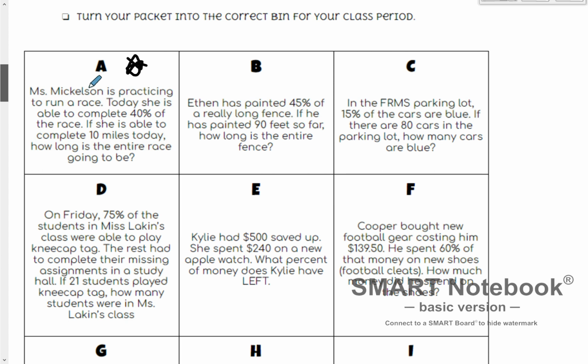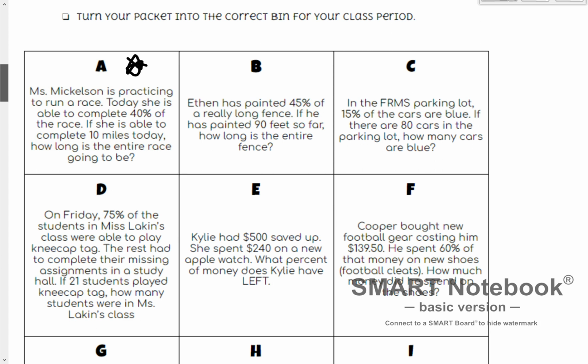Okay, so let's read through it. So Miss Mickelson is practicing to run a race. Today she's able to complete 40% of the race. If she's able to complete 10 miles today, how long is the entire race going to be? Okay, right off the bat, we know we're not missing a percent. I'm going to use a little highlighter here. Hang on.